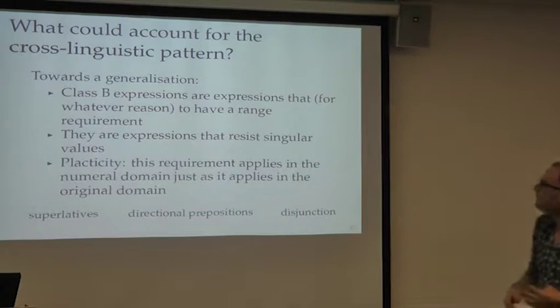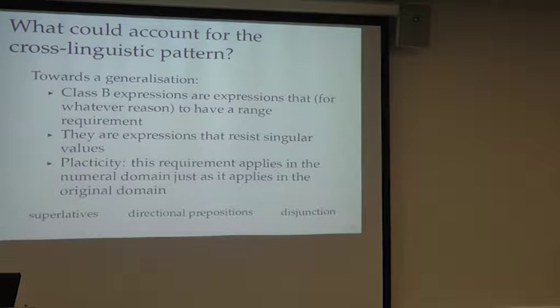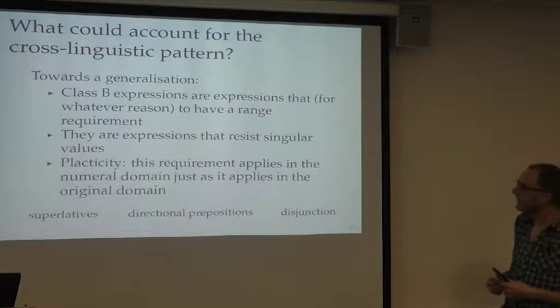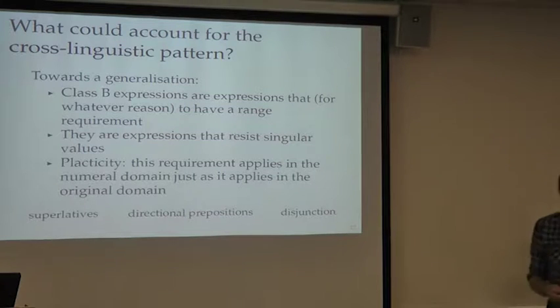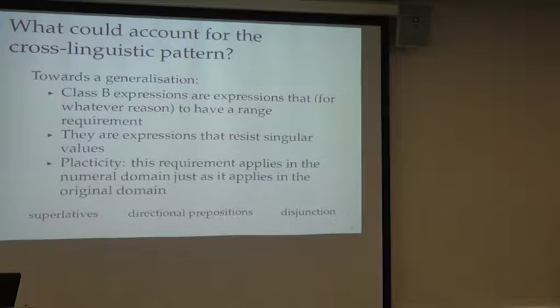So what could account for this? Why do we see superlatives, directionals and disjunctions have these range requirements, and comparatives and locatives don't? Here's my stab at this. These class B expressions are expressions that, for whatever reason, and that reason might be different for every item you look at, have a range requirement. So the range requirement is really lexical, but it might look different for each of these items. Another way of saying that: these are expressions that resist singular values or specific values. So they're anti-specifics, to use some terminology that you see elsewhere.